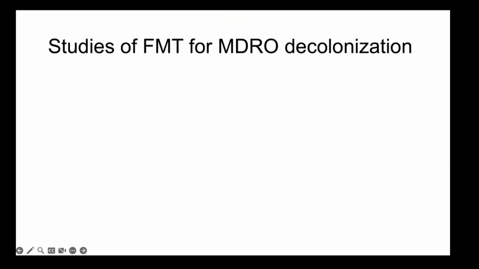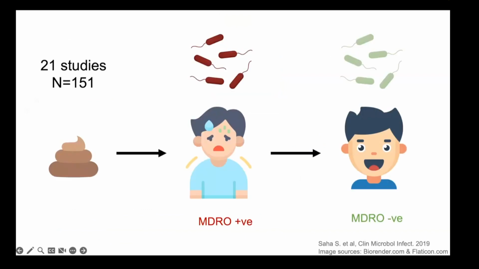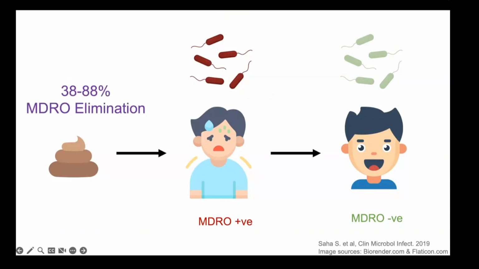When looking at studies specifically looking at MDRO decolonization as an outcome, one meta-analysis included 21 studies with a total of 151 patients and found a rate of about 38 to 88% MDRO elimination.